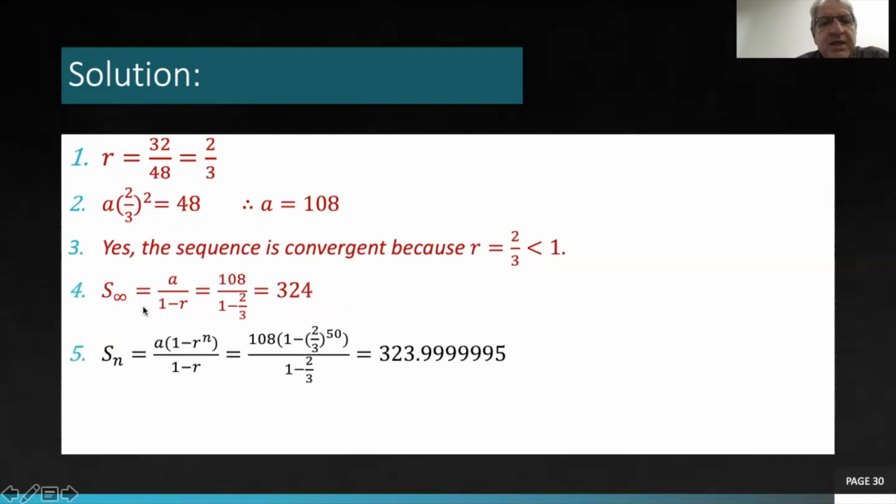Now Sn is equal to... Now we are going to find the sum of the 50 terms. If you put 50 in the power, a is 108, and this is 1 minus (2/3) to the power of 50, divided by this. You can see that it is so close to 324. That means, as I told you, whenever you keep on adding the numbers, the sum approaches this sum to infinity. The sum of the 50 terms is so close to this number. So that is the meaning of this, and this is the sum to infinity. Okay.